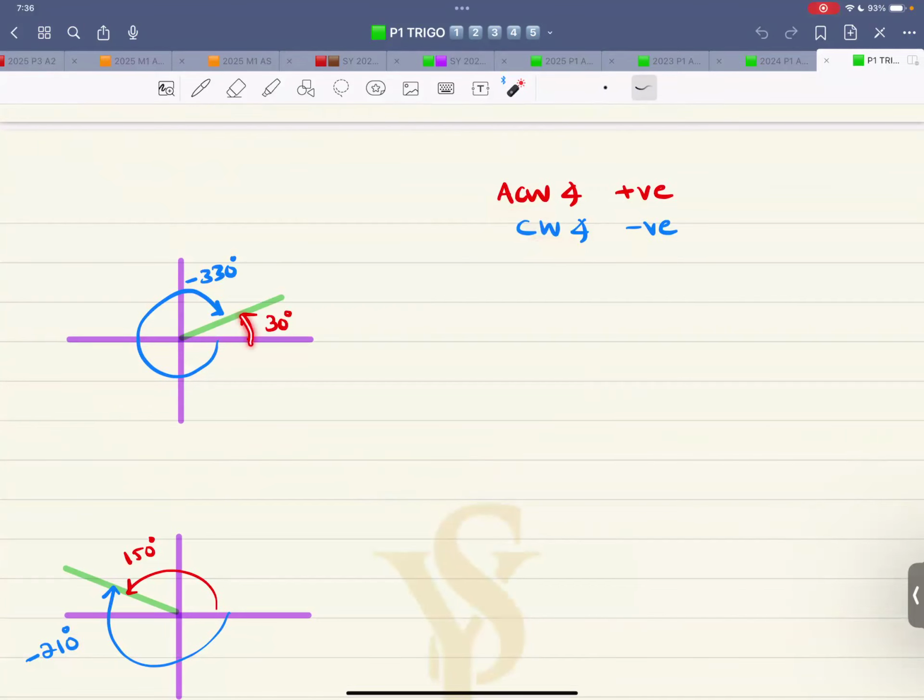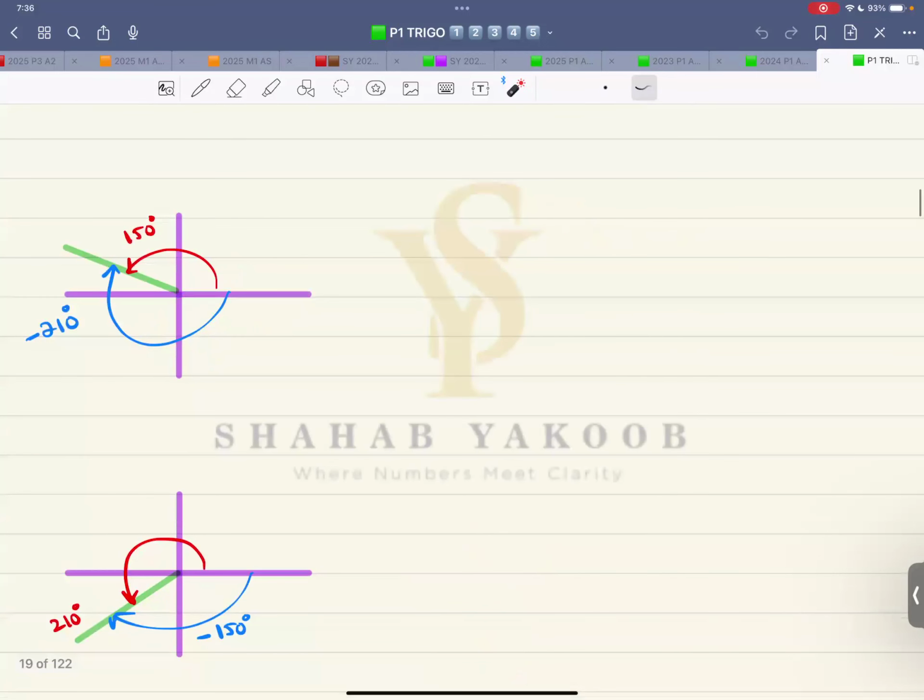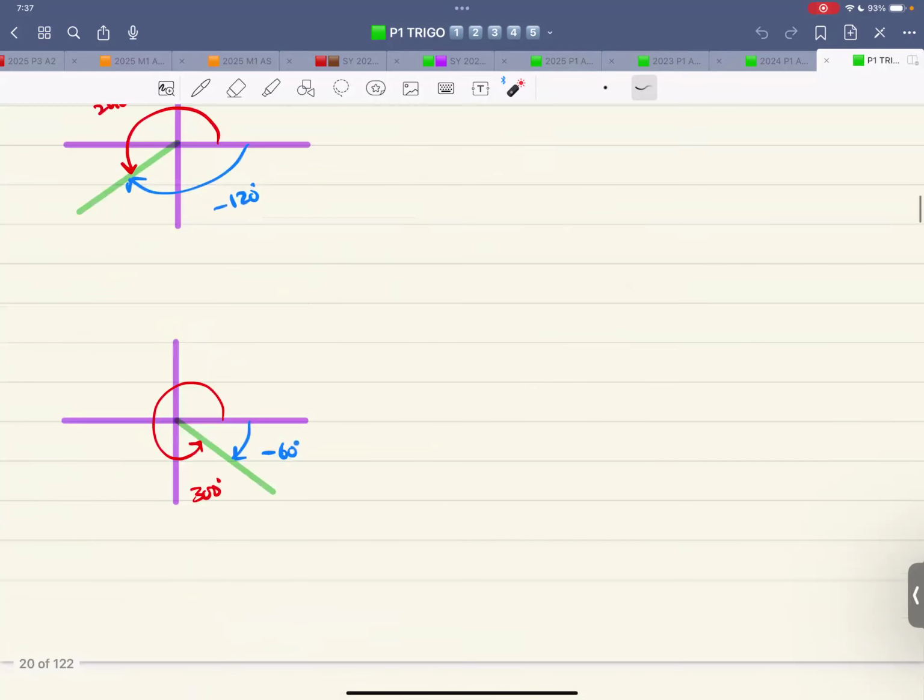So let's say if this is 30 degrees, the difference between 30 and 360 is 330. But since you're going clockwise, give it a negative sign. And that's the general rule that we apply. If this is 150, ignore the minus for right now. 360 minus 150 is 210. Since this is clockwise, give it a negative sign.